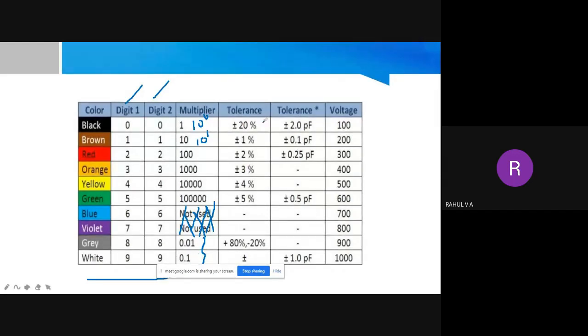And the tolerance value is also given here. Okay, do not look at this table. This is actually not required. This is the first digit, this is the second digit, this is the multiplier, this is the tolerance, and the last band is voltage. So for each color, there is a voltage rating. Okay, so just note down this table.